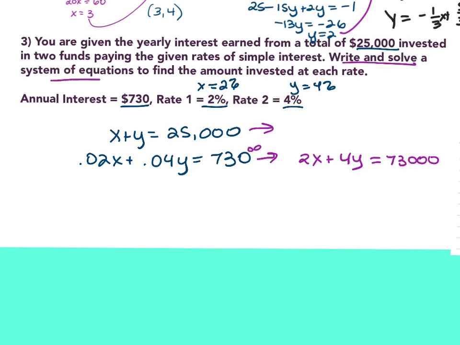If in the top it had said find the amount invested at like 2%, then I would want to make sure to save the x. But if it just says both, it doesn't matter. So I can say that x equals 25,000 minus y. And then I'm going to take that and plug it in there.